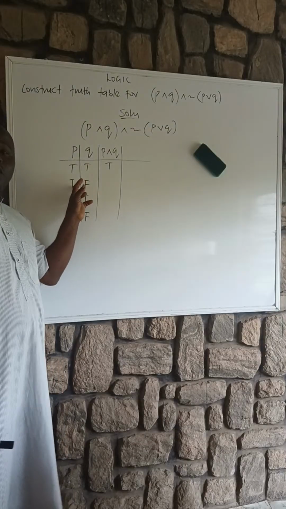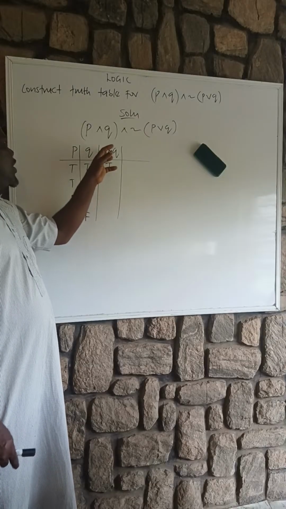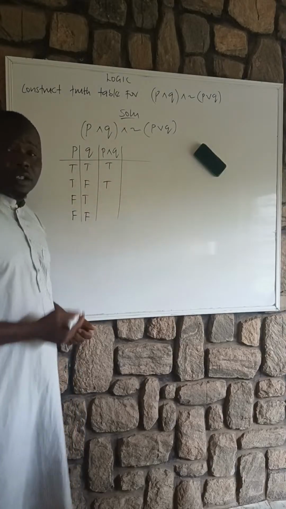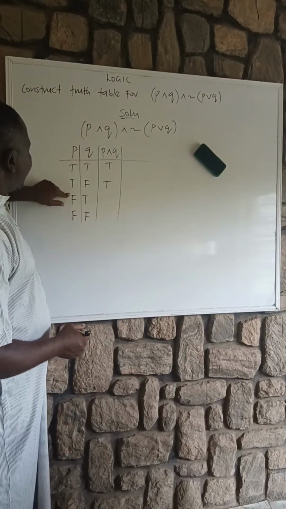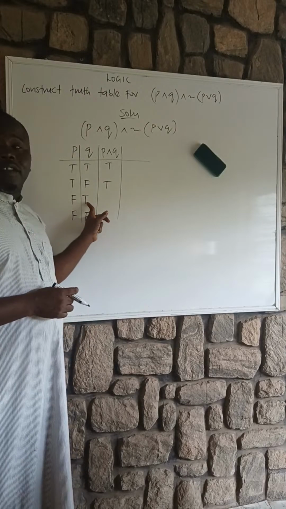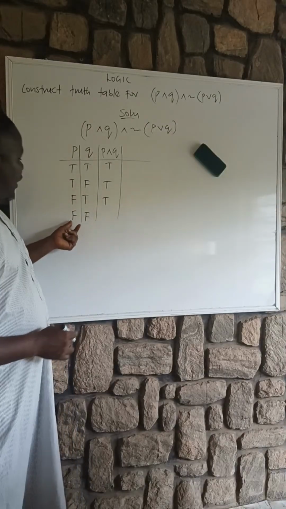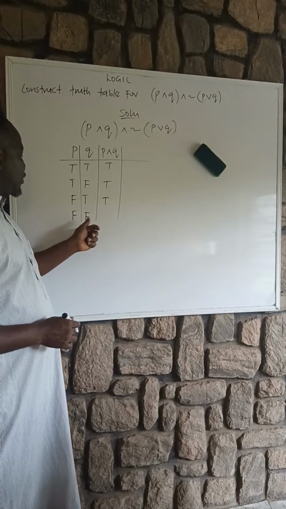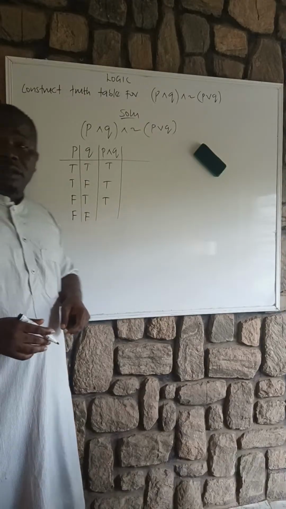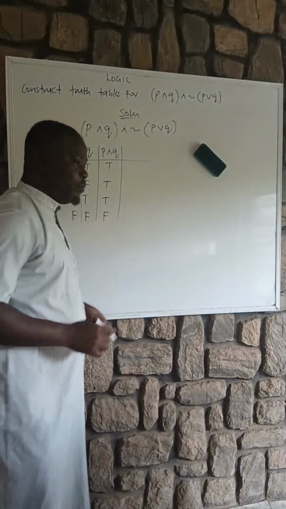P is saying true. Q is saying false. So the disjunction of P and Q will now be what? True. T, true or false? It is true. Then here, P is saying false, Q is saying true. So the disjunction of P and Q will now be what? True. But look at here. P is saying false, Q is saying false. So the disjunction of P and Q will now be what? False. Take note. Very important.